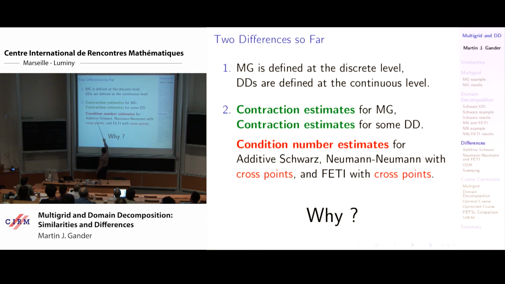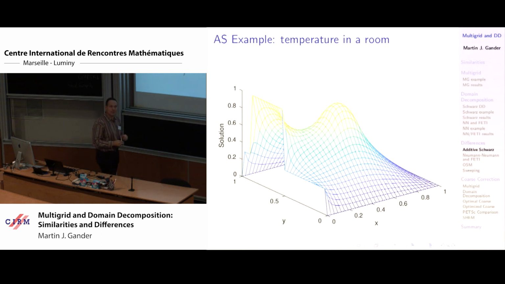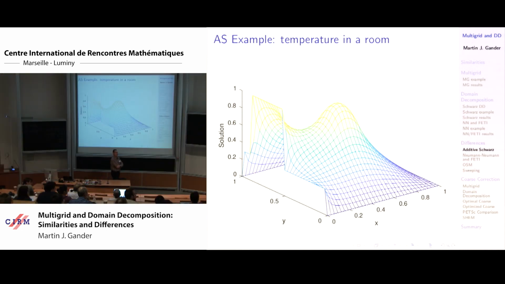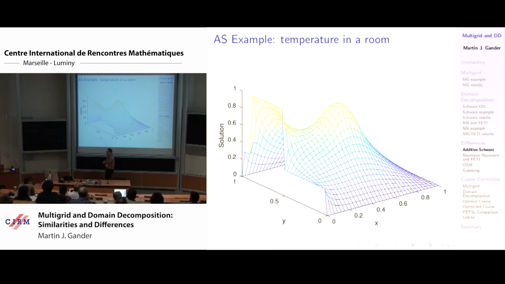So why do we have condition number estimates for these methods, whereas the methods, as I've shown you, they just contract? They're DD methods, they just contract. Why is that? The question was, if you have a condition number estimate, all of these methods would be used in the discrete sense with conjugate gradients, and therefore you could immediately turn a condition number estimate into a contraction estimate. I will get to that. Yes, yes. So let's look at Additive Schwarz for the temperature in my room.